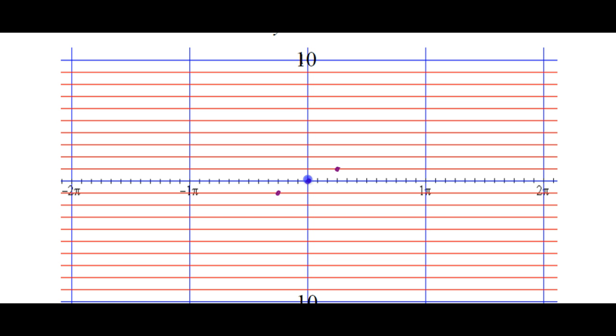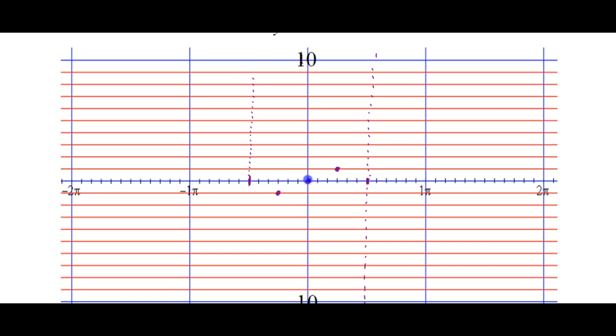Where does it go off the graph? Where is it undefined? At pi over 2, it's infinity, right? If you think about that, what is tan? Well, tan is y over x. And if x is 0, then I've got 1 divided by 0, which is undefined. You can't do that. So we have an asymptote at pi over 2.